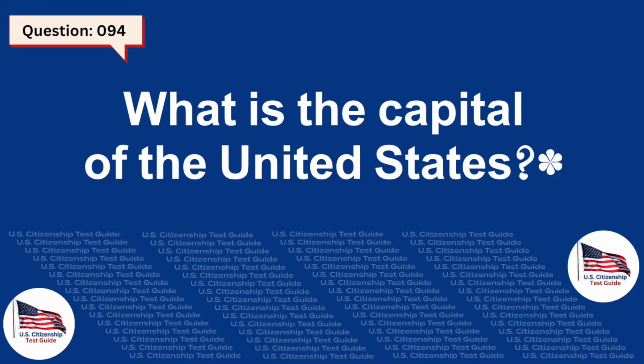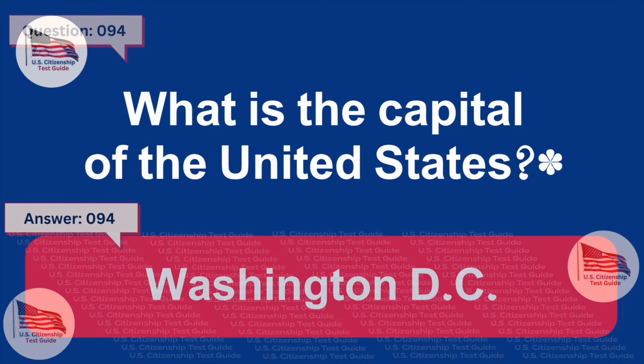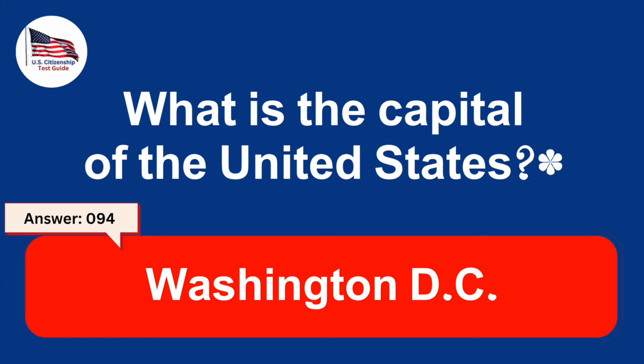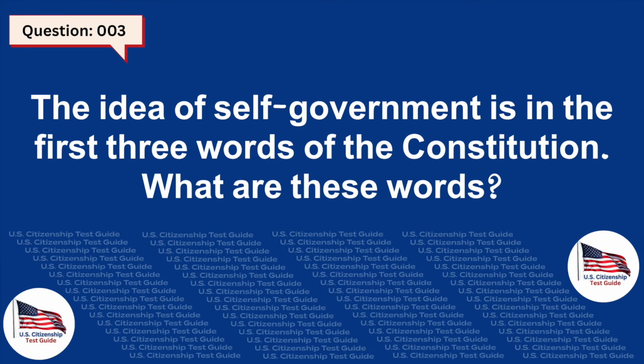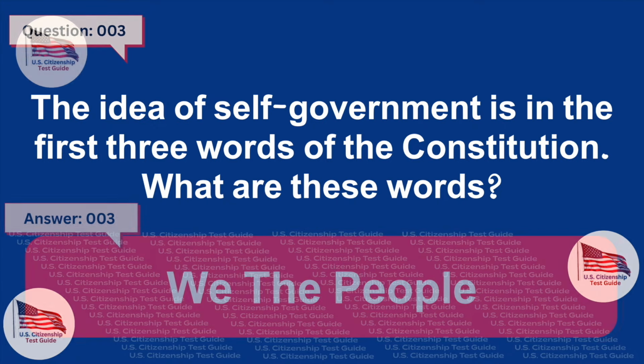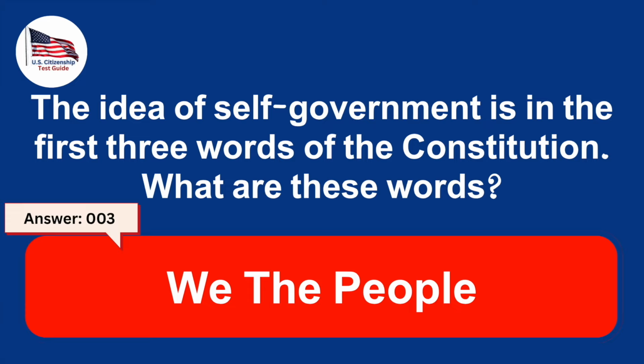What is the capital of the United States? Washington, D.C. The idea of self-government is in the first 3 words of the Constitution. What are these words? We the people.